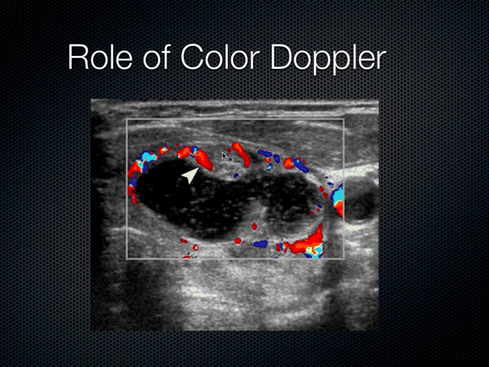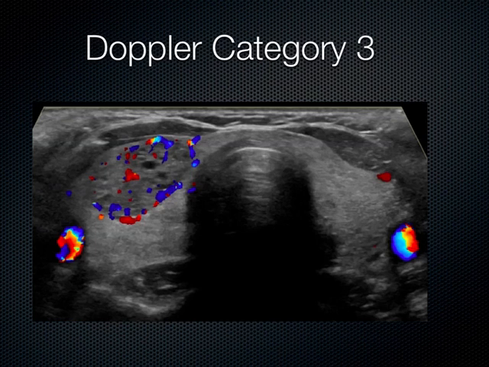And this lesion was actually biopsied under ultrasound-guided fine needle aspiration, and it was shown to be benign under cytologic examination. This is Doppler category 3, moderately rich flow pattern to this nodule here.